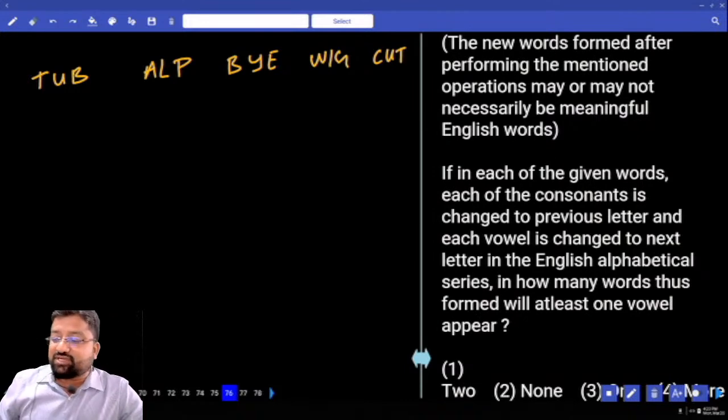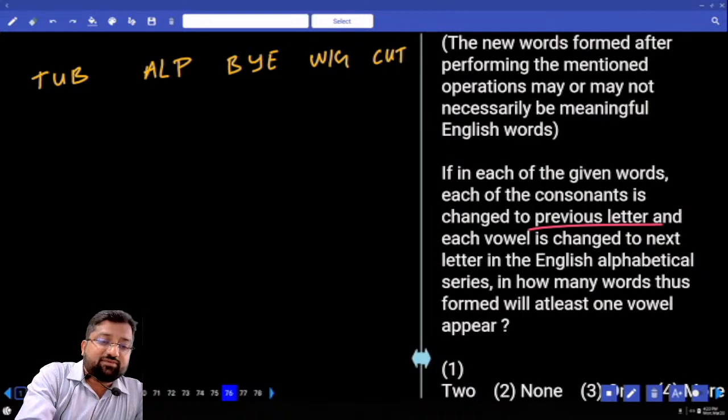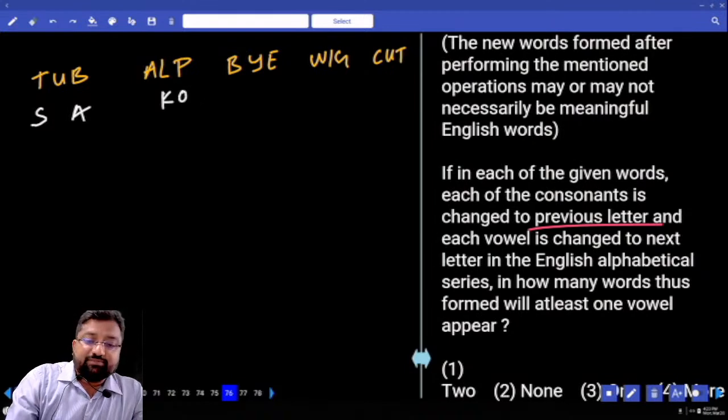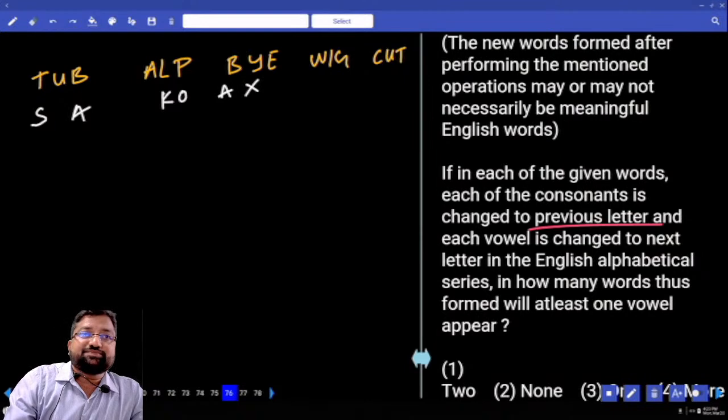Consonants are changed to the previous letter. Yes? Chalo. T is a consonant. Previous letter. What is before T? Yes. Before B, A. Before L, J, K, L. Before P, O. Before B, A. Before Y, X. Before W, V. Before G, F. Before C, B.